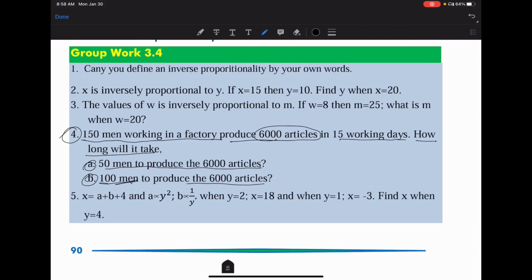Great. Now let's do question number 5. x is equal to a plus b plus 4. a is directly proportional to y squared. b is inversely proportional to y. When y is equal to 2, x is equal to 18. And when y is equal to 1, x is equal to negative 3. Find x when y is equal to 4.